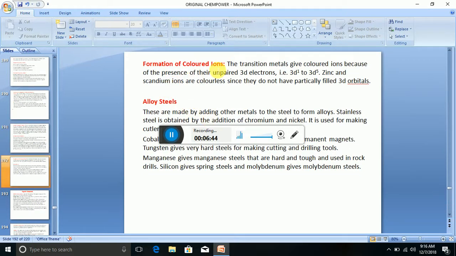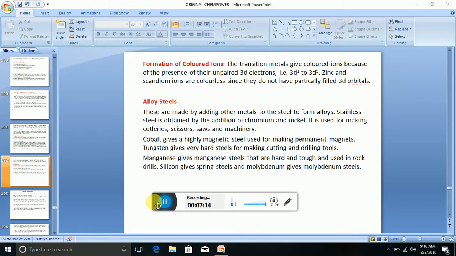Now, formation of colored ions. Transition elements also form colored ions. The transition metals give colored ions because of the presence of their unpaired 3d electrons, that is 3d1 to 3d9. Zinc and scandium ions are colorless because they do not have partially filled 3d orbitals. Then another important property of transition metals is their ability to form alloys.